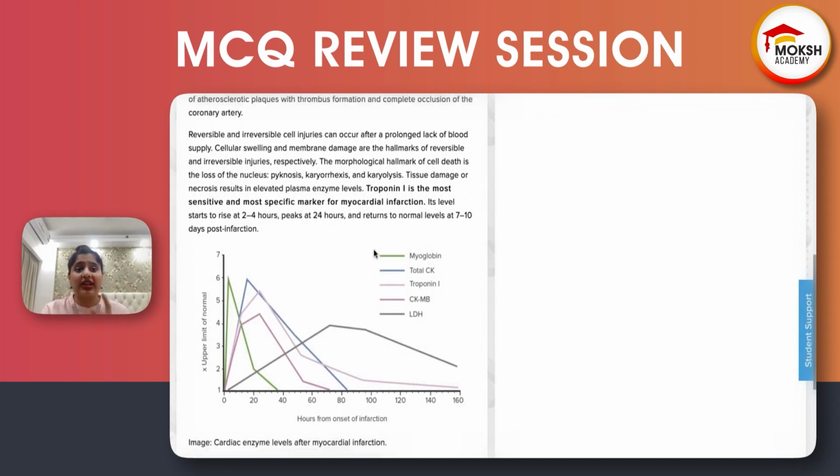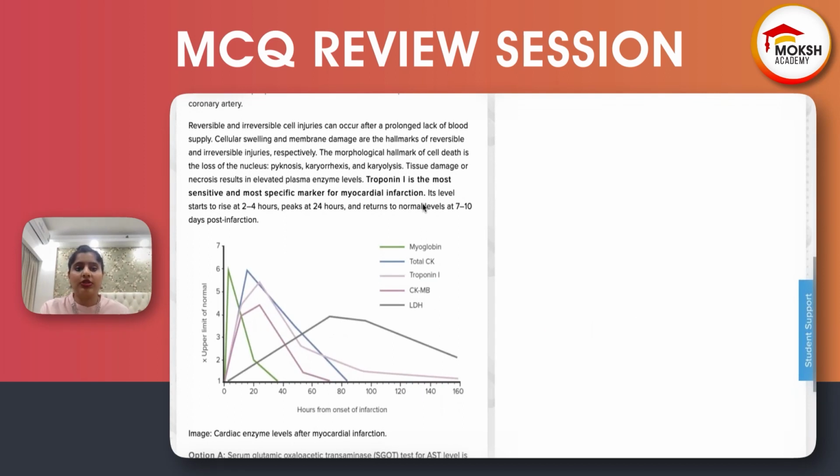The morphological hallmark of cell death is what? Pyknosis, karyorrhexis, and karyolysis: condensation, fragmentation, and complete destruction of your nucleus. Tissue damage or necrosis results in elevated plasma enzyme levels because the cell breaks up and all your enzymes are released. So every tissue damage in your body has specific enzymes that come up. As clinicians, we try to detect those enzymes and say, okay, this is the stage, and this is what tissue is involved.